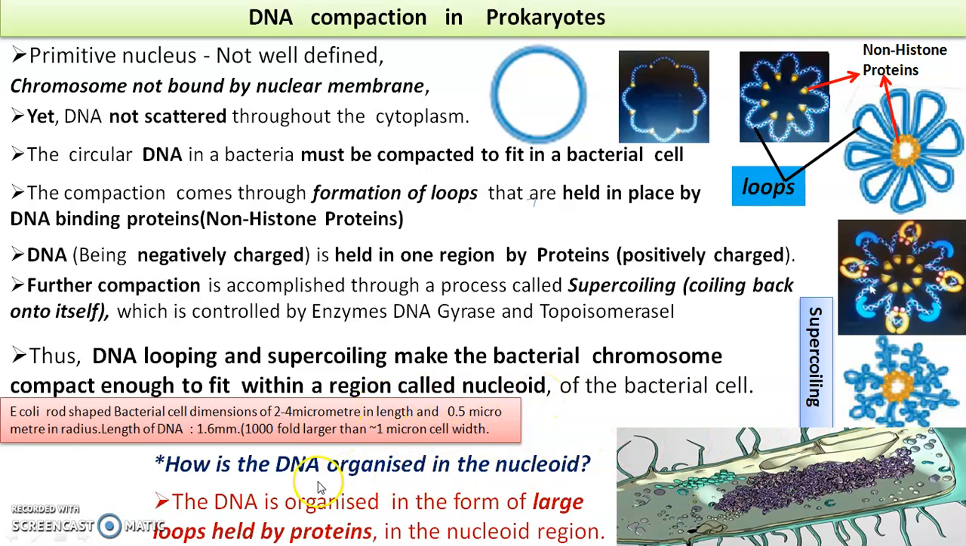So that's it about the prokaryotic cells. The question on this that mainly appears in the board exam is: how is DNA organized in the nucleoid region? It is by the formation of large loops held by proteins, which should be mentioned. Of course, supercoiling is also there, which is also one of the ways in which it is concentrated. So both looping and supercoiling.